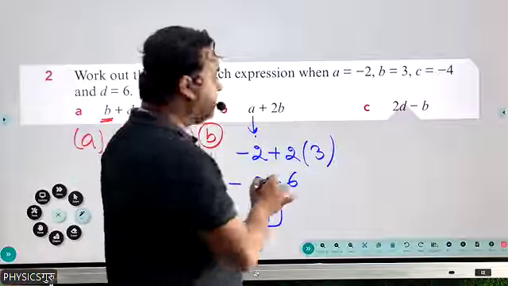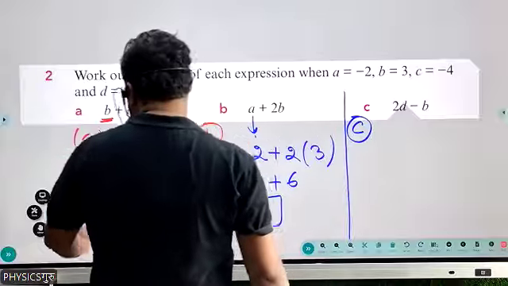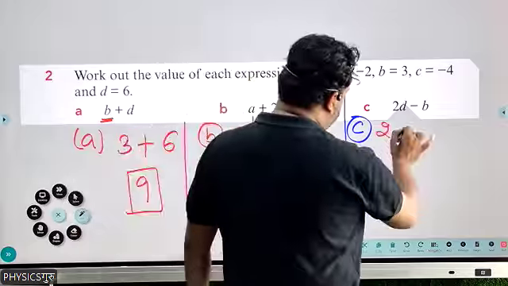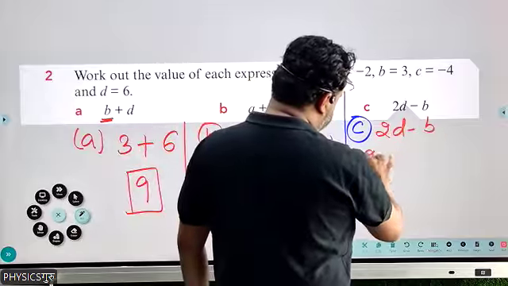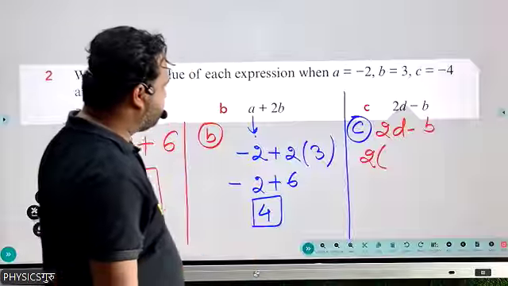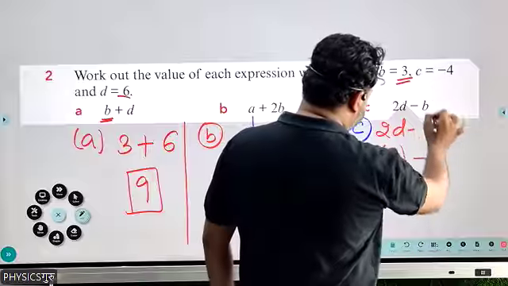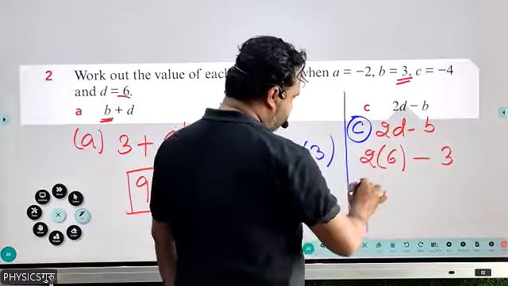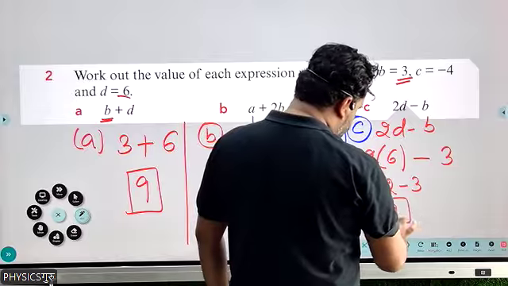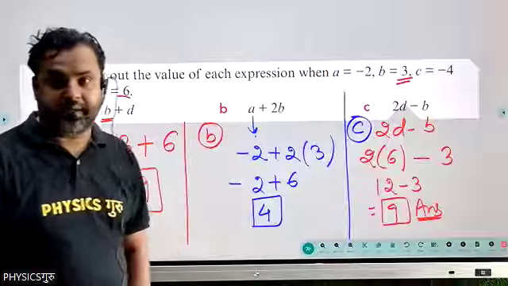Now C1, the third question. 2D minus B. That is 2 times D minus B. That is very easy. The value of D is 6, and the value of B is 3. So 6 times 2 is 12. 12 minus 3 is 9. So 9 is the required answer.